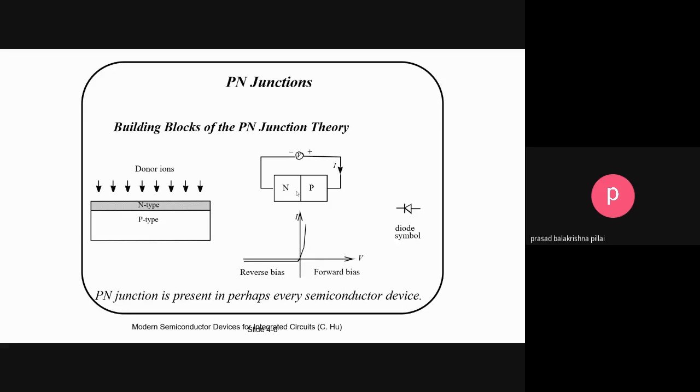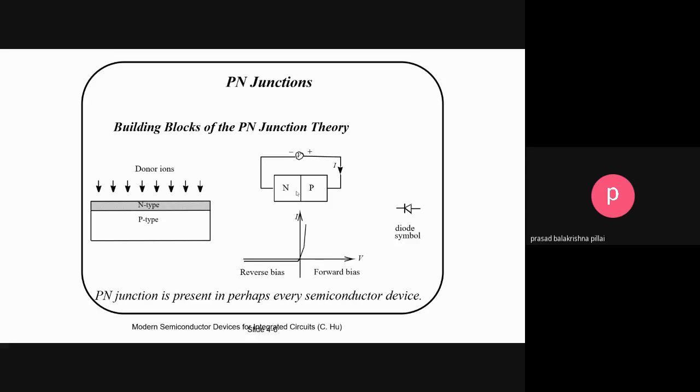Linearly graded means the doping density is linearly varying with X, either decreasing linearly or increasing linearly with X, within the N region as well as within the P region. Very often in the textbooks, you will be seeing two types of junctions: one is the abrupt junction, the other is the linearly graded junction. We can see cases of exponentially graded also, but most of the standard textbooks give you two types of PN junction. One is abrupt, the second is linearly graded.